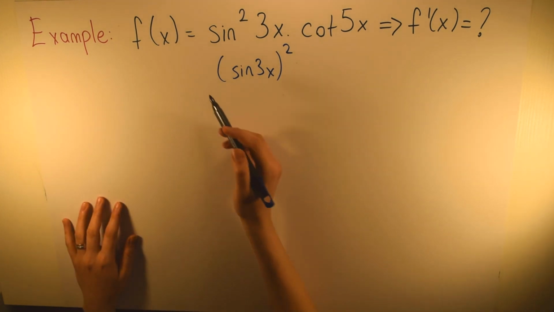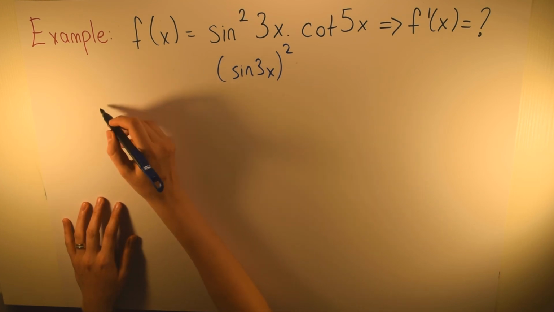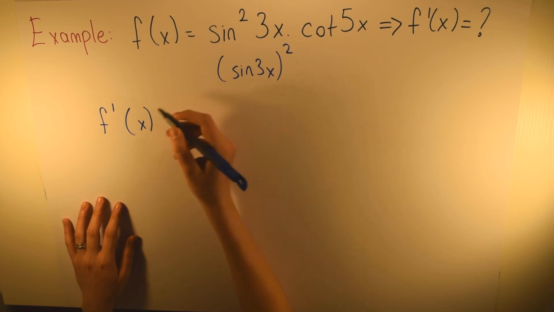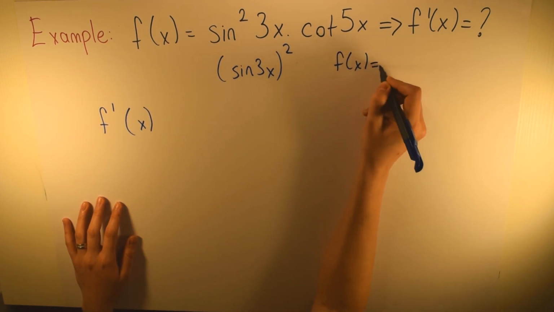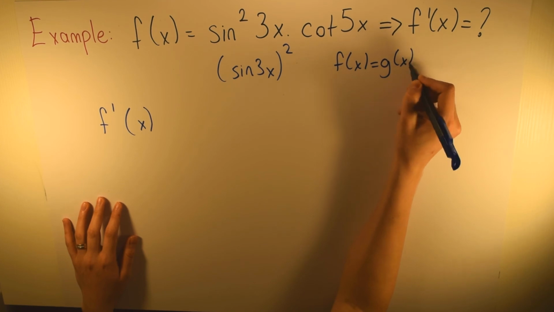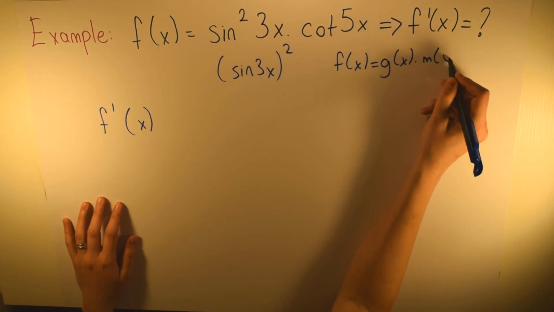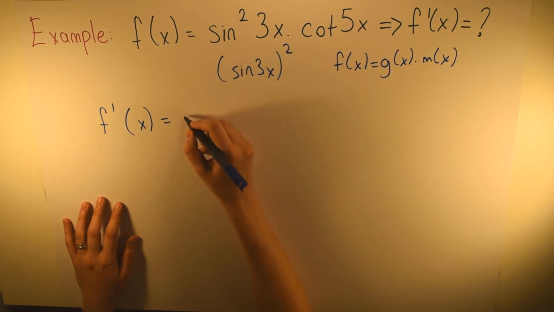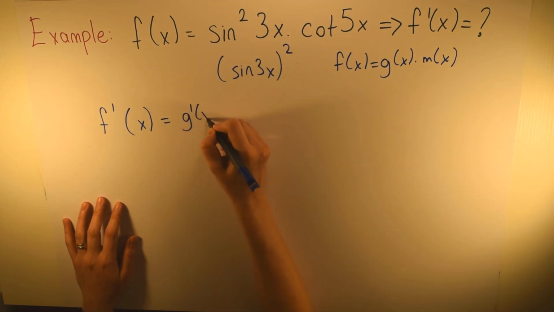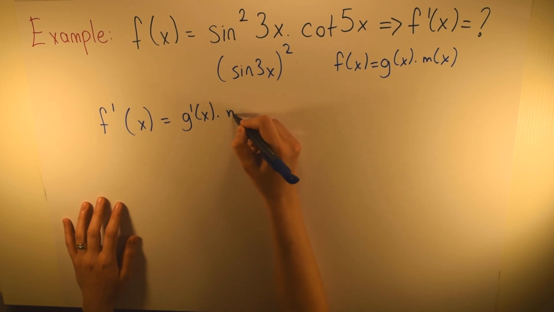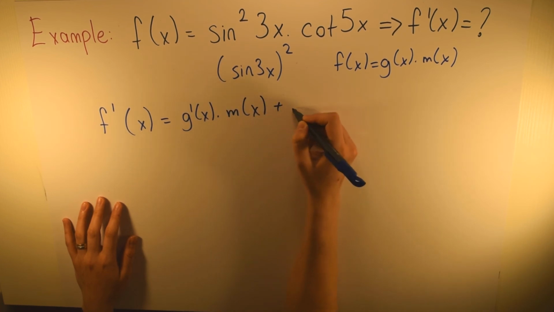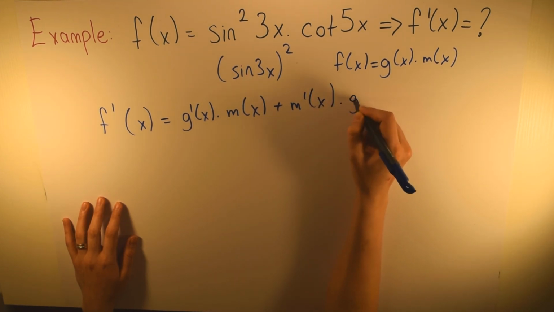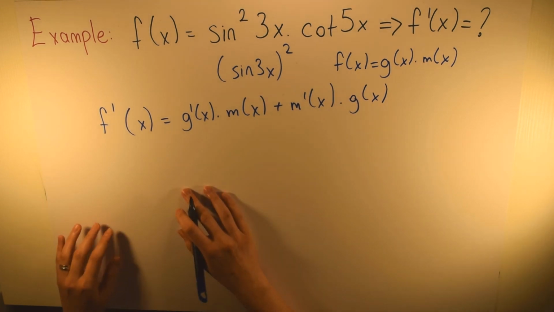So let's continue. How do I take the derivative of this function? How is the product rule? Let's say f of x is equal to g of x times m of x. How do we take the derivative of this function? This is equal to the derivative of the first one times the second one, plus the derivative of the second one times the first one. So let's do that.